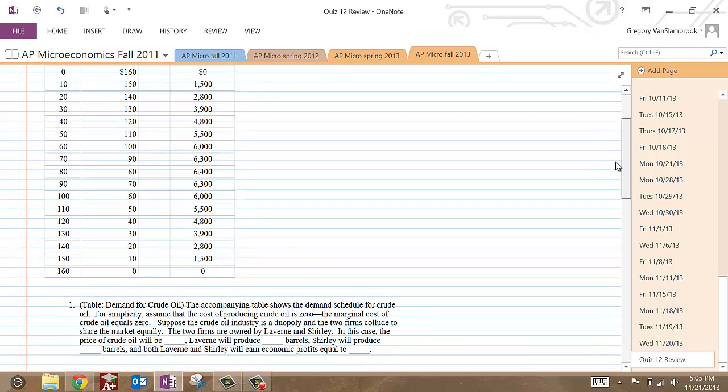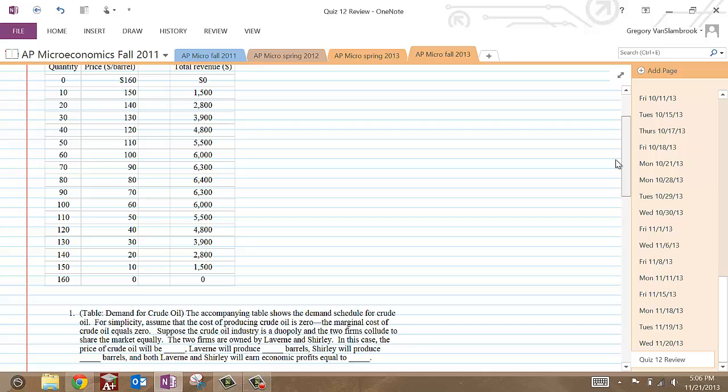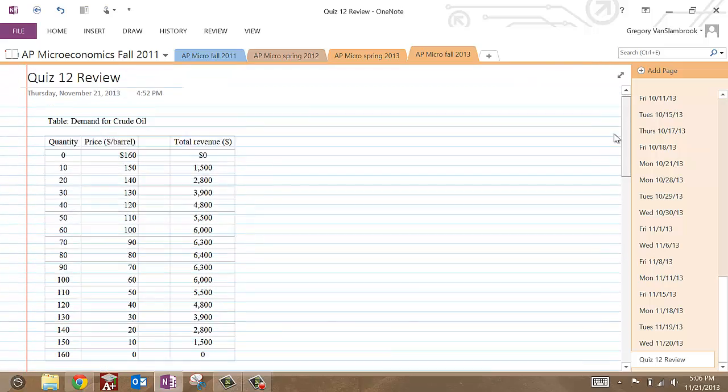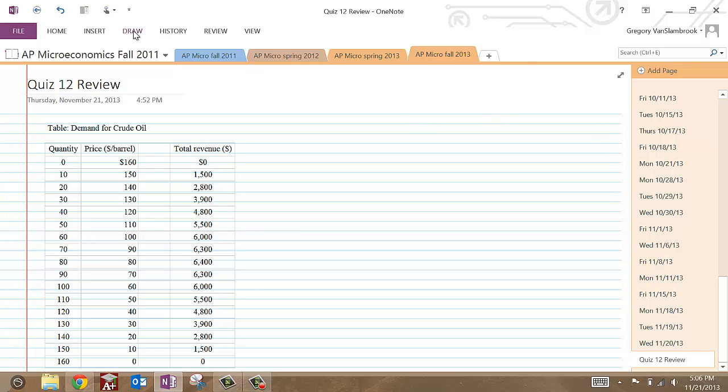Two firms are owned by Laverne and Shirley. In this case, the price of crude oil will be how much, will Laverne and Shirley each produce, and how much will their profits be. So, to get at this, we're going to first take the same kind of thing we do with a monopoly. We're basically saying if this were a monopoly industry, what would their price and quantity be?